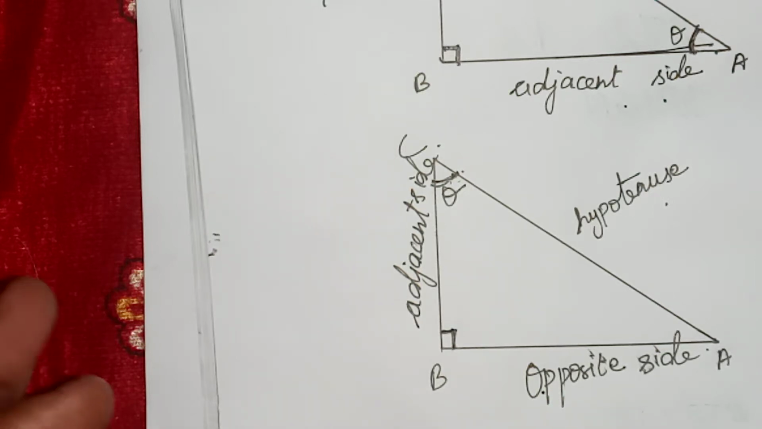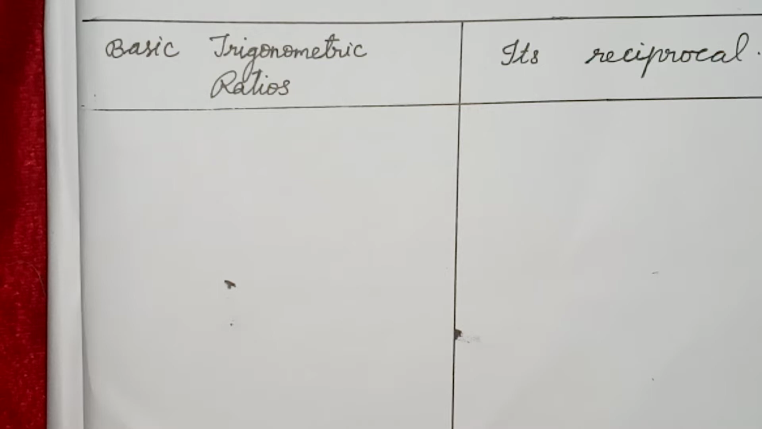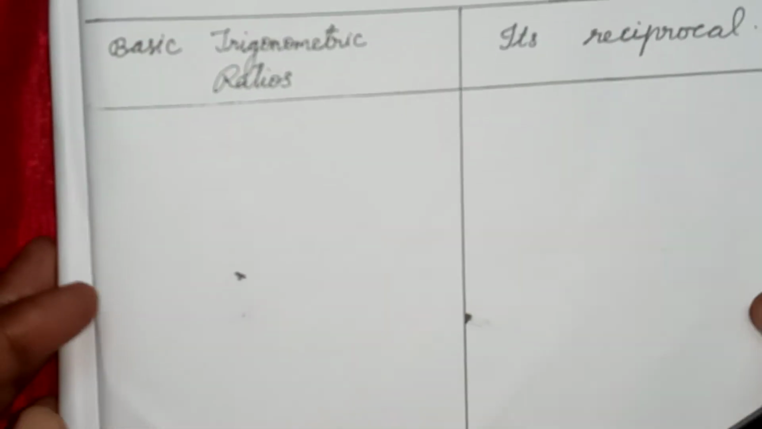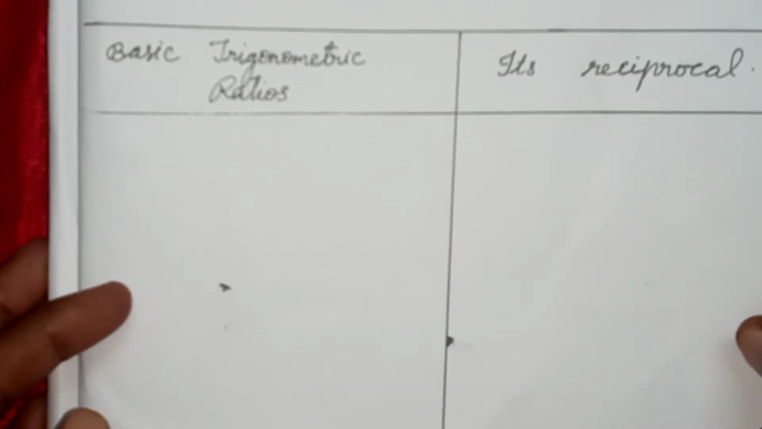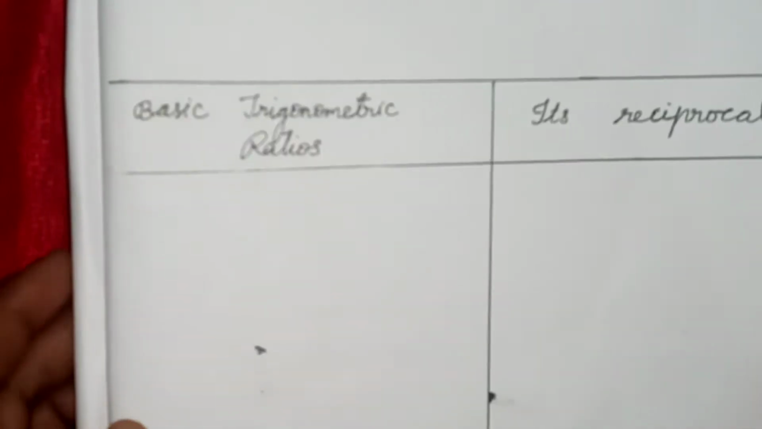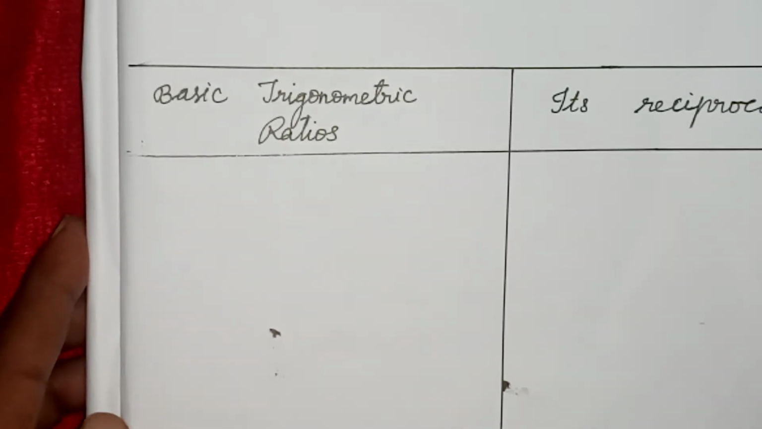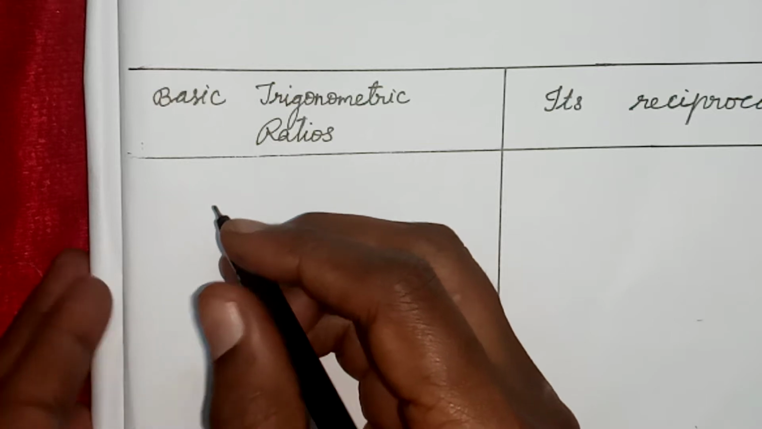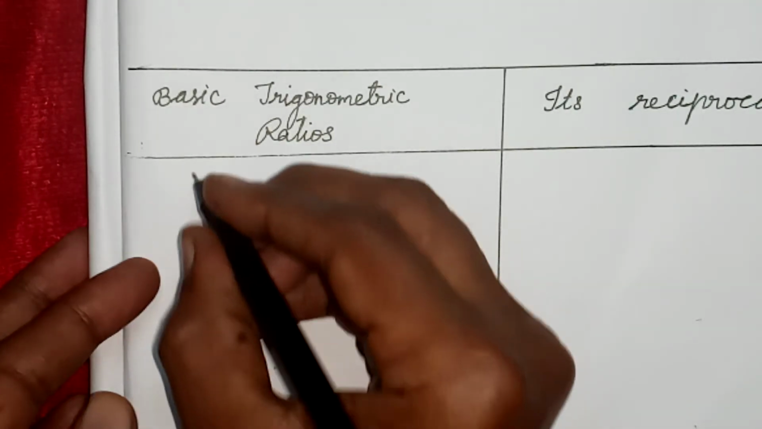Next, I am going to give the 6 trigonometric ratios. First, the basic trigonometric ratios: sin theta, cos theta, tan theta. These 3 are the basic trigonometric ratios.